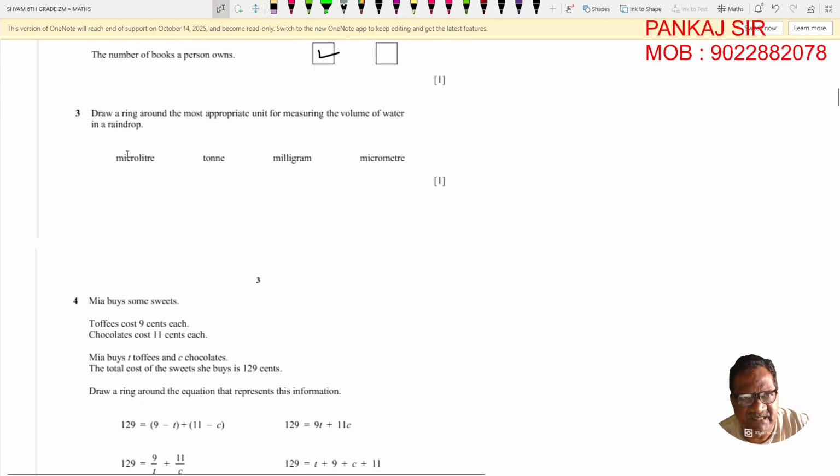Question number 3. Draw a ring around the most appropriate unit for measuring the volume of water in a raindrop.